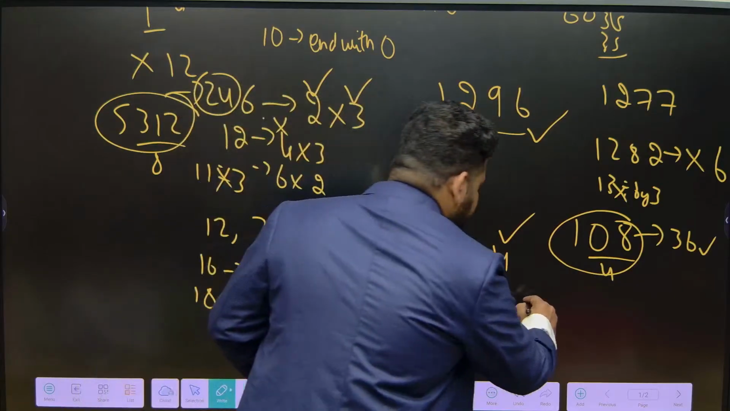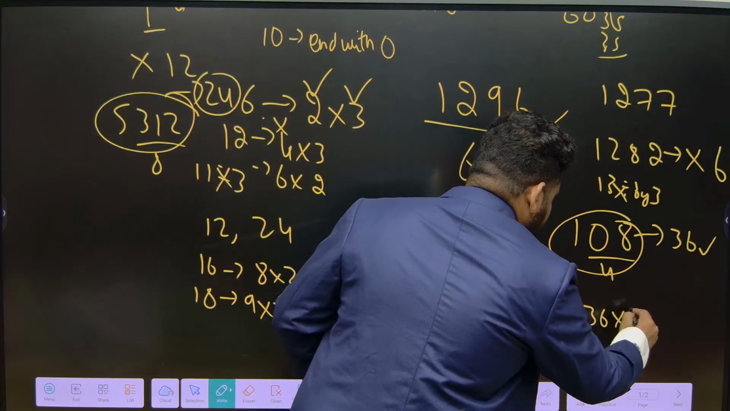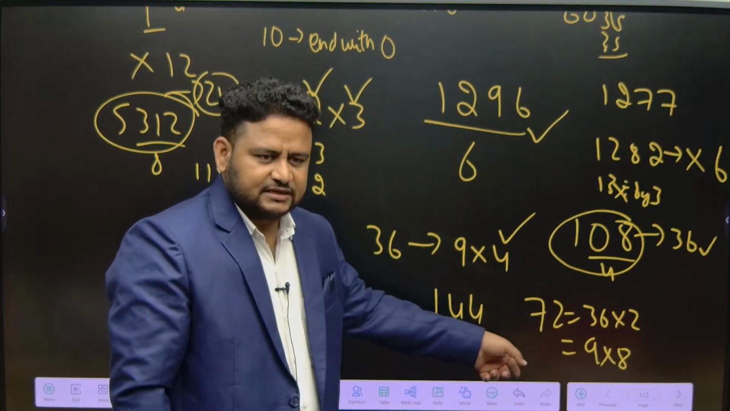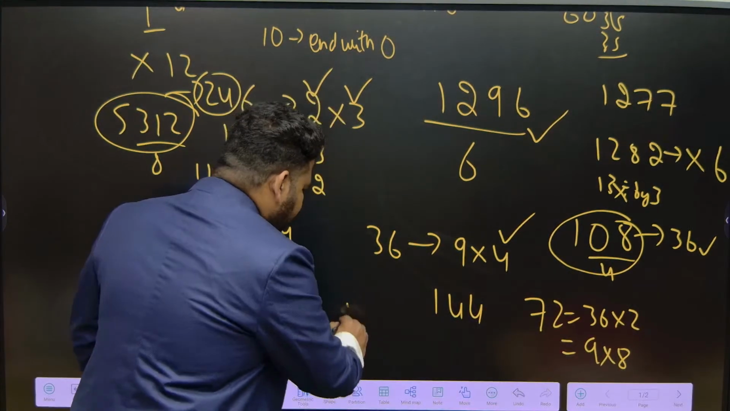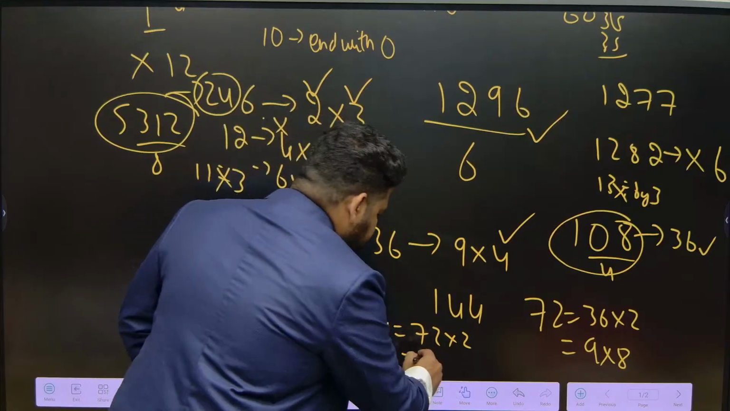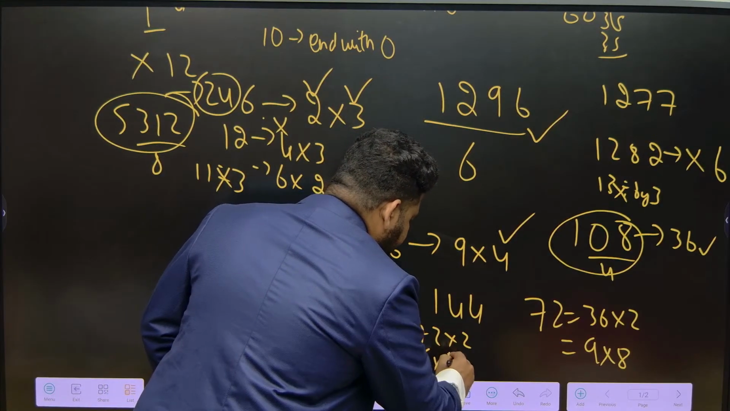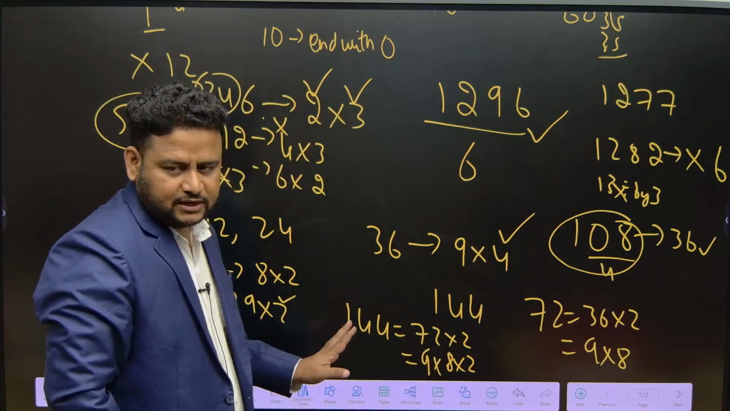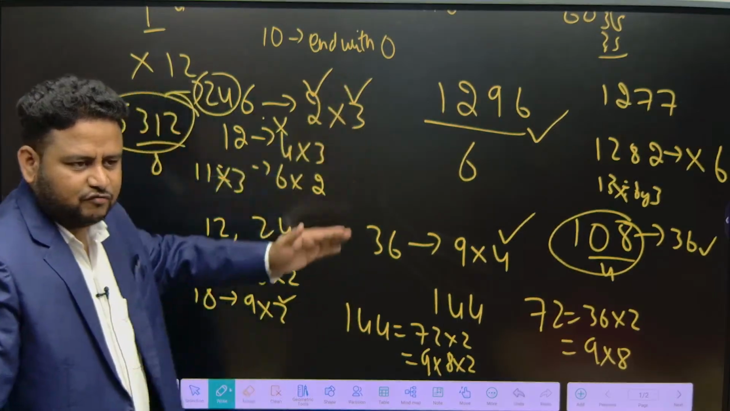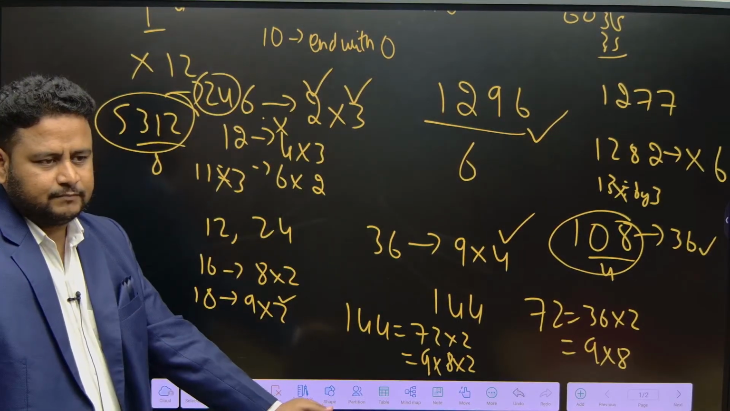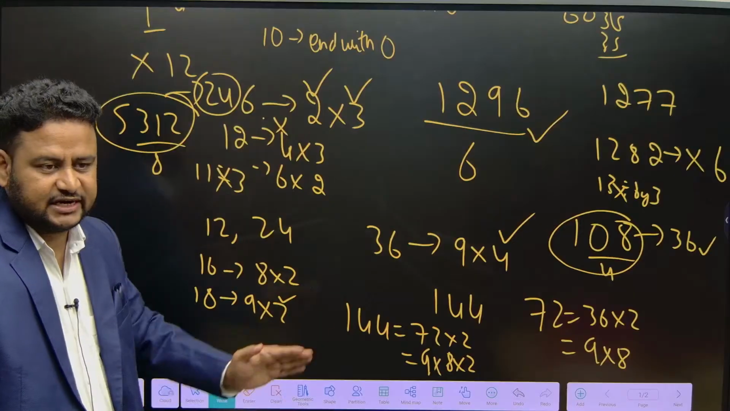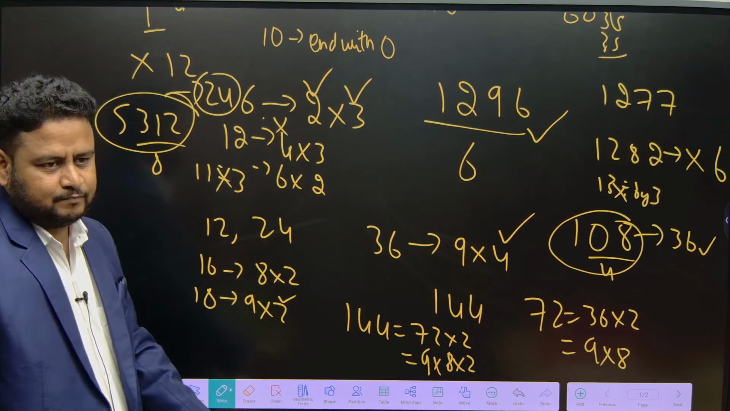Same way, if they ask 72, you can either write it as 36 into 2, or as 9 8s are 72. Correct? If they ask 144, it can be written as 72 into 2, or as 9 into 8 into 2, or as 9 into 16. Any bigger number they give, you can break it down into smaller numbers, in the range of 2 to 9, then it will be easy for you.